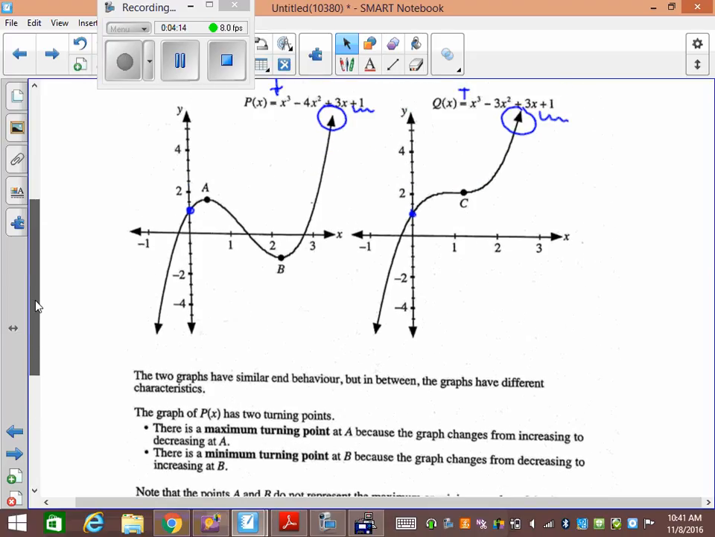These two graphs have similar end behaviors, but in between the graphs have different characteristics. The graph of P of X has this one. This is P of X, that's Q of X. The graph of P of X has 2 turning points. It has a maximum turning point and a minimum turning point. Let's find out what those points are. Because up until now, all we've had to find was either just a maximum or a minimum, or if it was a straight line, there wasn't one. There was no turning point.